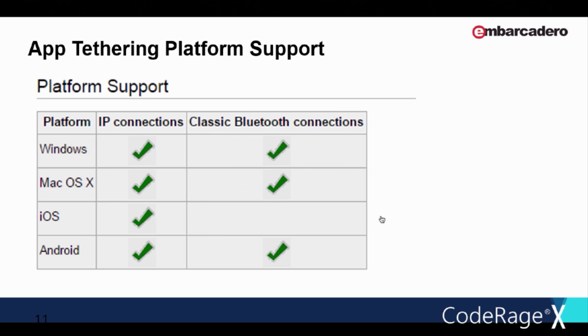This chart shows app tethering platform support. So as you can see, with the exception of no classic Bluetooth on iOS, app tethering is supported on the four major platforms: Windows, Mac OS X, iOS, and Android, for both IP network Wi-Fi and classic Bluetooth connections.